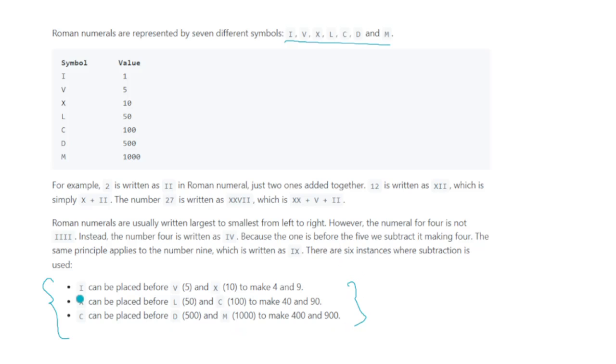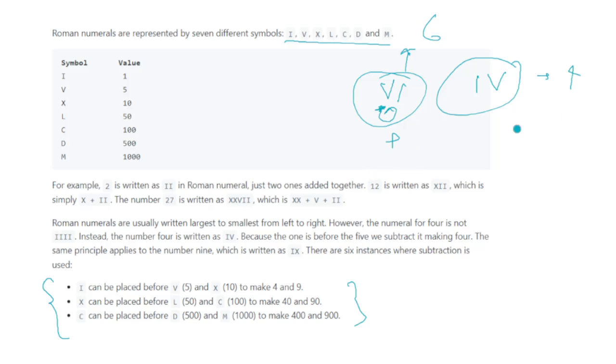The condition says I can be placed before V or X in order to make 4 and 9. That means there could be two possibilities, this or this. We know this is 4 and we know this is 6. Whenever a greater is followed by a lower, you have to add. Whenever a lower is followed by a greater, you have to subtract. So 5 minus 1, that's 4. Similarly, we have this and this. So addition and subtraction. This is 11, this is 9.